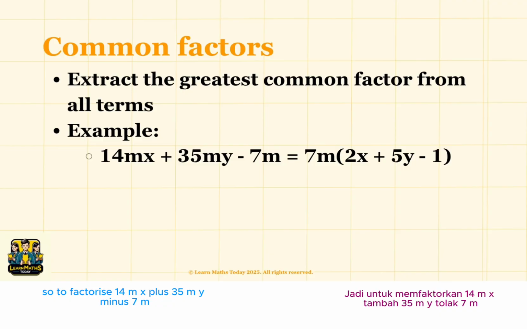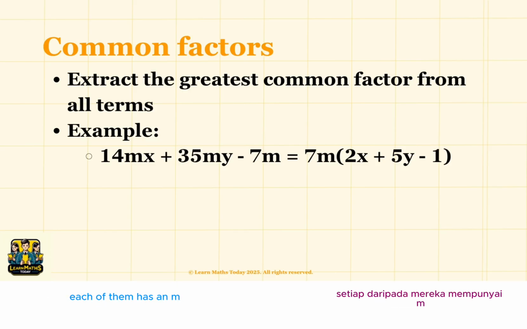So to factorize 14mx plus 35my minus 7m, we will look for what's common in all the terms. Each of them has an m, and each number can be divided by 7. So our greatest common factor is 7m.